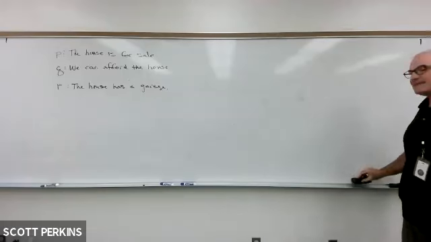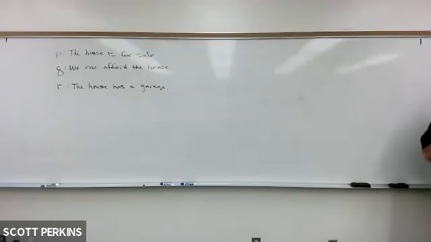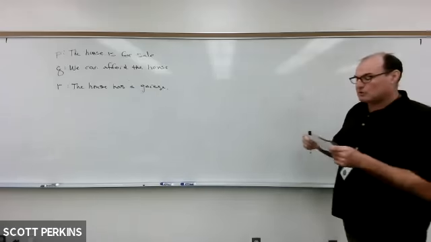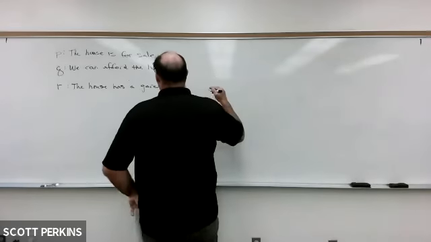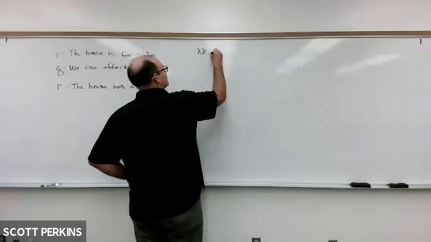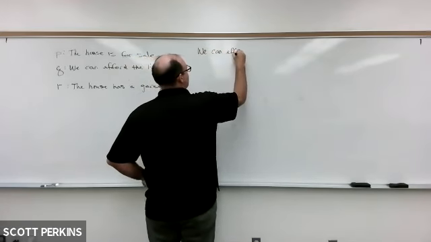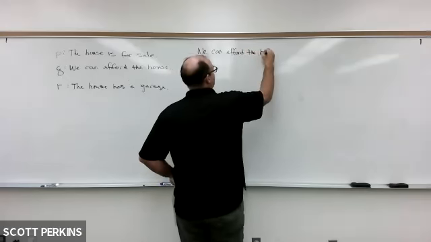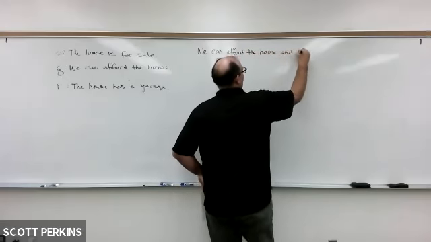I'm going to write the sentence. You're going to write the sentence, then right below it, write what this looks like in symbols, because that's what we'll do our operations on. So here's the first one. We can afford the house. And the house is for sale.